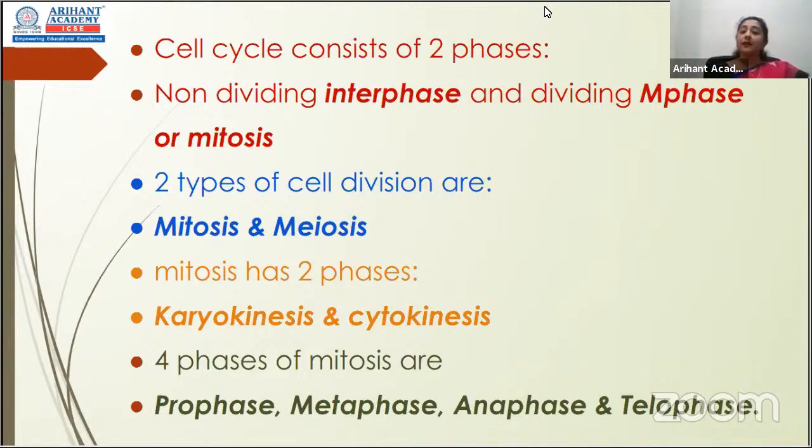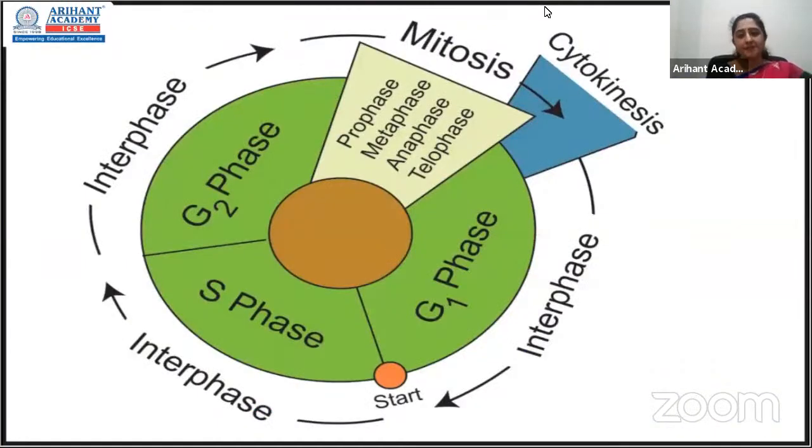The mitotic phases are also divided into four parts: prophase, metaphase, anaphase, and telophase. Very important for our syllabus. Let us first quickly get into the cell cycle and then move on to the four phases of mitosis. Look at this. This is the cell cycle. Now we first begin at the interphase level.